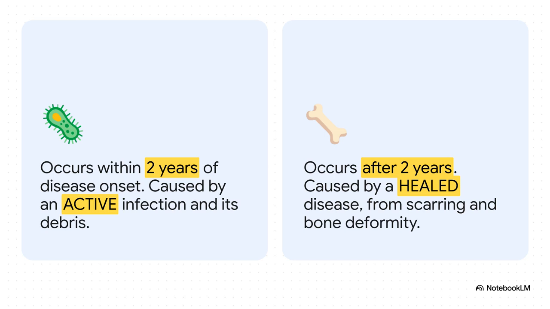On one hand, you have early onset. This happens within the first couple of years, while the TB is still an active, raging infection. Here, the pressure on the spinal cord is coming from all the gunk the infection creates. We're talking abscesses, inflammation, all that nasty stuff. But then, you have late onset, and this one is a whole different ballgame. It can happen years after the infection is healed. In this case, the problem isn't the active disease, it's the wreckage it left behind, like a sharp bony deformity or scar tissue that's now damaging the cord.